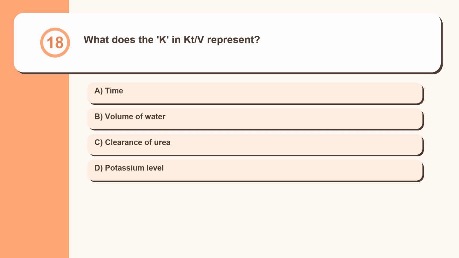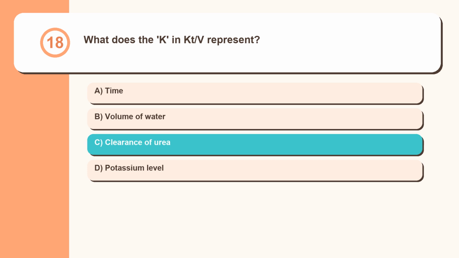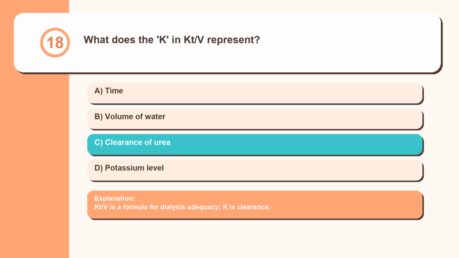Question 18. What does the K in KT/V represent? Time, volume of water, clearance of urea, potassium level. KT/V is a formula for dialysis adequacy. K is clearance.